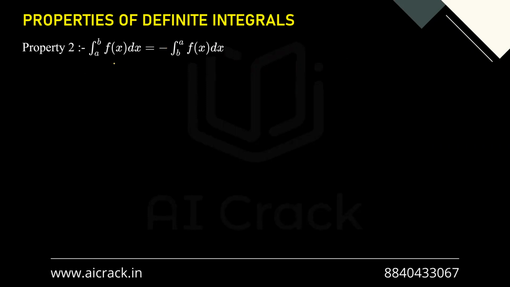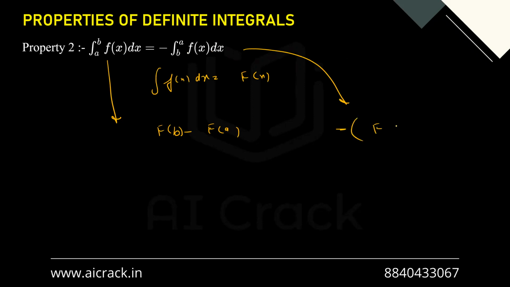And now let's talk about property 2. It says integral a to b f(x) dx equals minus of integral b to a f(x) dx. Again, that is very simple. Basically, integral f(x) dx is, let's say, capital F(x), right? So this would be F(b) minus F(a), and this would be minus of F(a) minus F(b). This eventually becomes F(b) minus F(a) only, right? So these two are the same. What does this mean? If we have to change into a negative sign, then we have to reverse the limits, or vice versa.